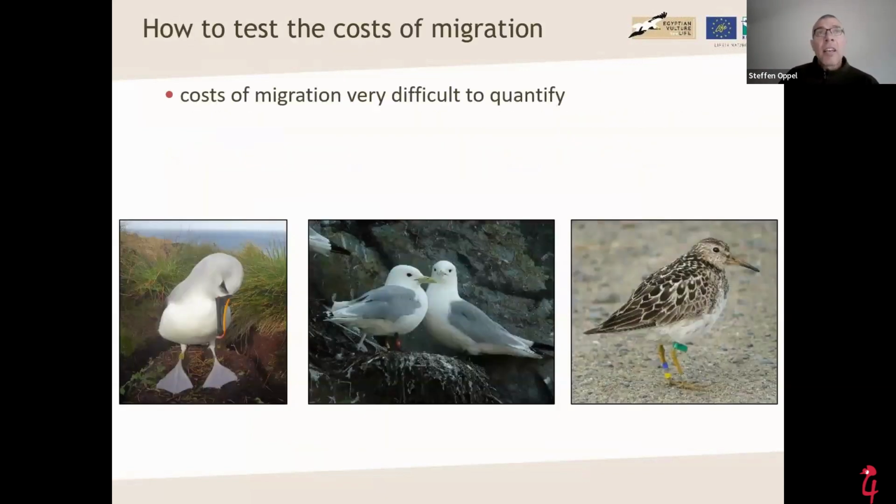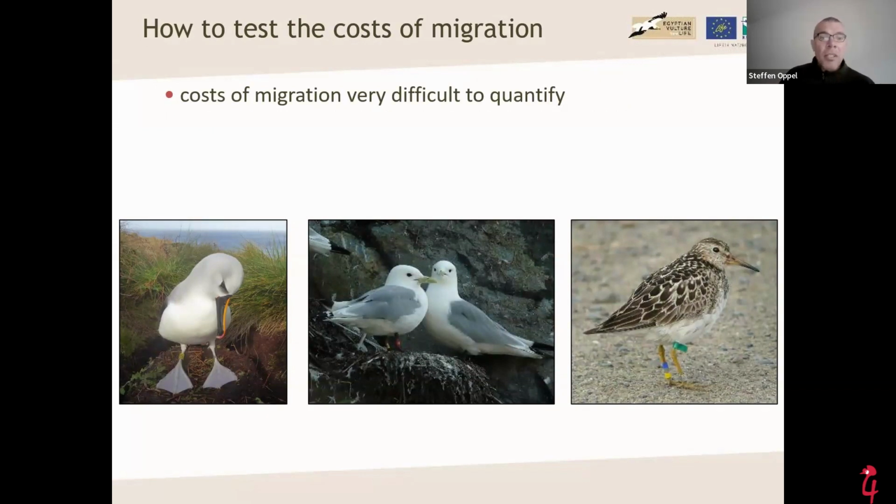So to test whether this is actually a valid ecological trade-off, we need to somehow quantify how costly migration actually is. So how much does the mortality for birds that migrate increase compared to those birds that don't migrate? And this is actually a very difficult subject to study, simply because most birds that migrate, you can't study them by telling them not to migrate.